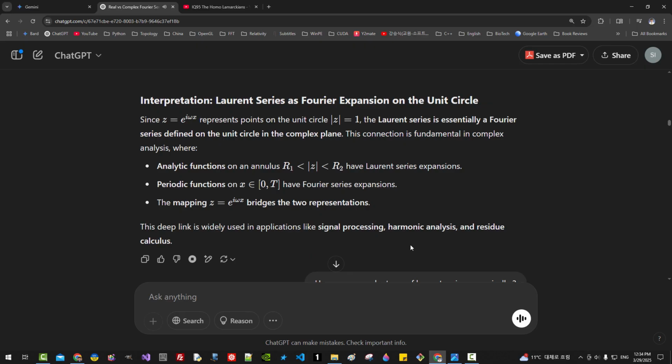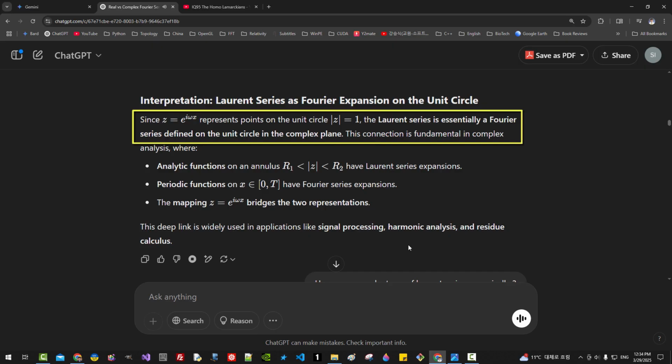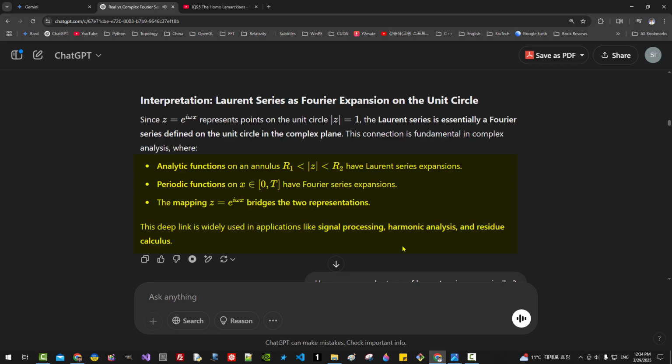Interpretation: Laurent series as Fourier expansion on the unit circle. Since z equals e^(i omega x) represents points on the unit circle, where the magnitude of z equals 1, the Laurent series is essentially a Fourier series defined on the unit circle in the complex plane. This connection is fundamental in complex analysis, where analytic functions on an annulus, R1 less than the magnitude of z less than R2, have Laurent series expansions. Periodic functions on x in 0 to T have Fourier series expansions. The mapping z equals e^(i omega x) bridges the two representations.